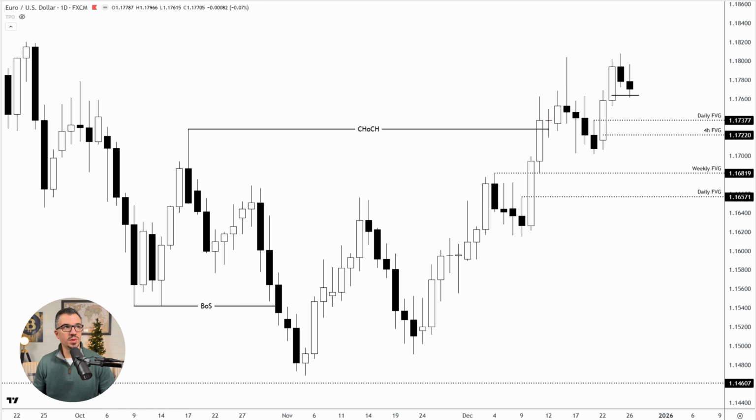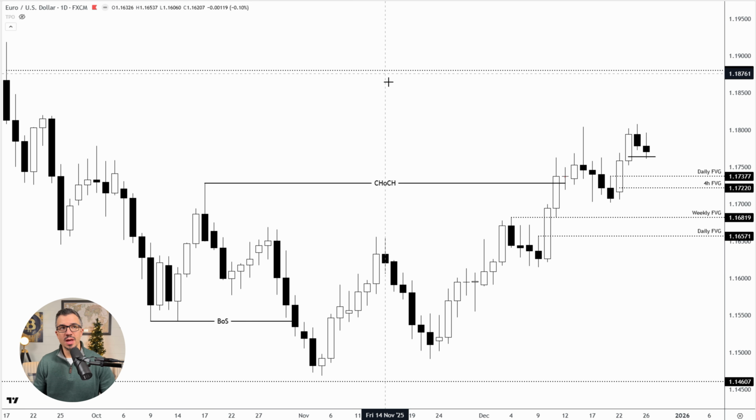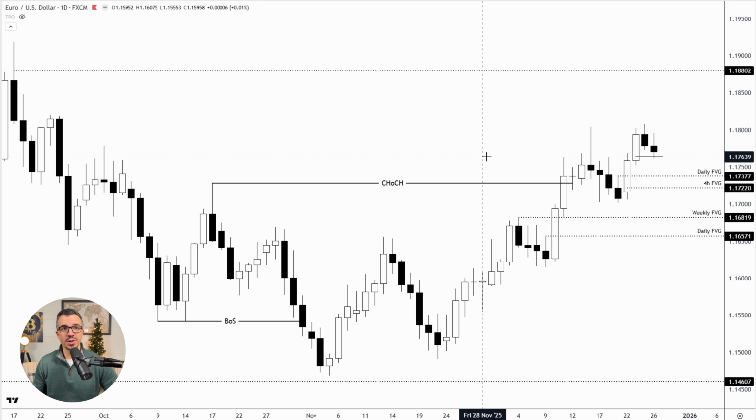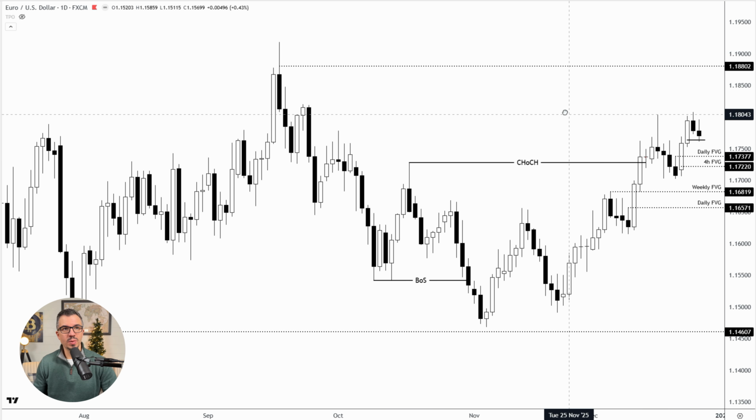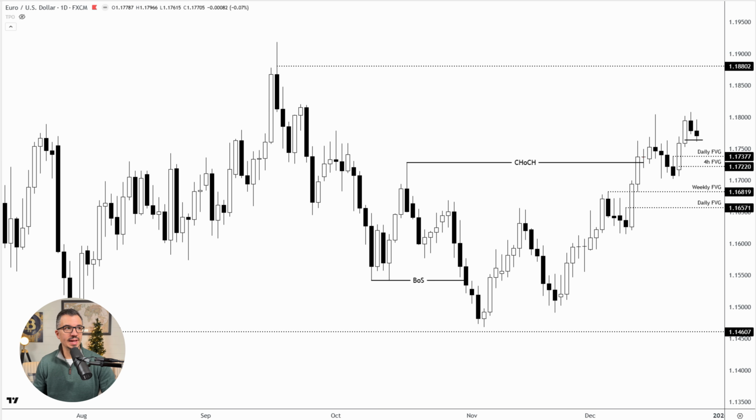Okay, so let's move on to the euro. We spent a lot of time there, but as I always do, because really if you can figure out the DXY, you can pretty much trade anything out there, especially the majors in the Forex market. Now, this market here with the euro is very similar. We did have a change of character on the daily time frame.